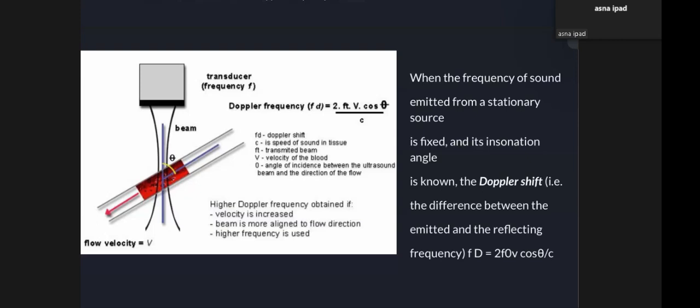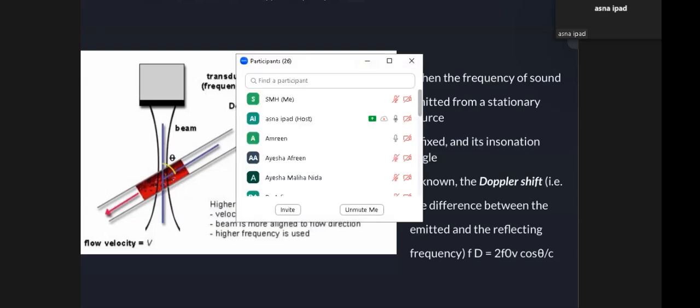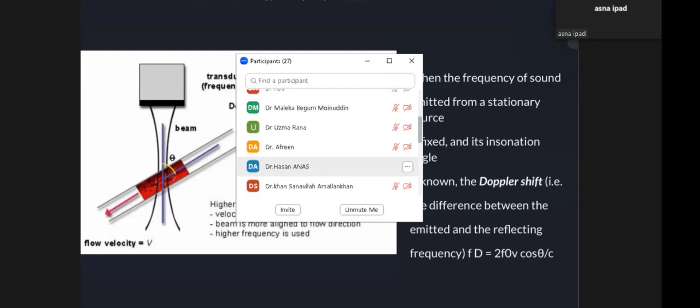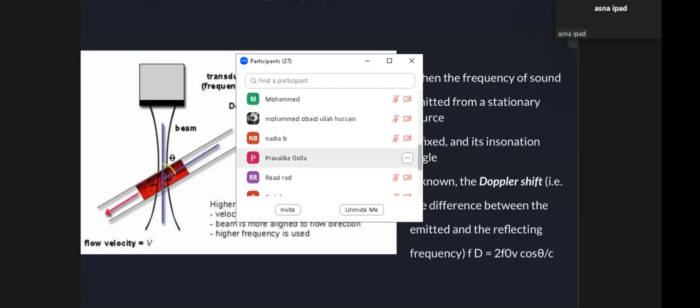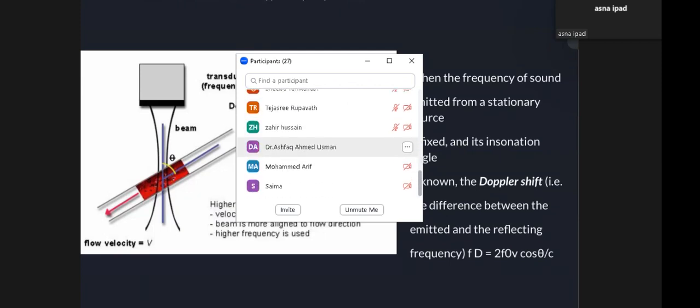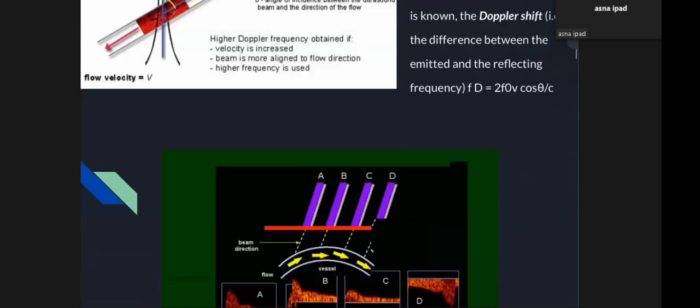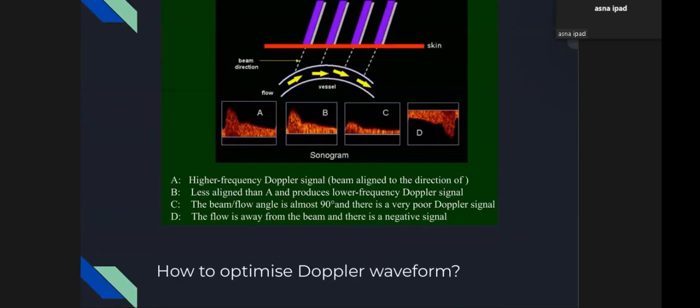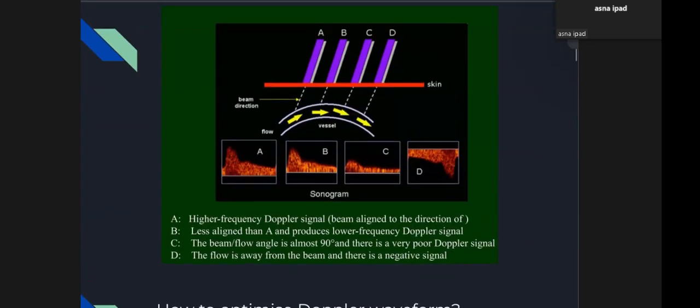It is directly proportional. You increase that, the Doppler frequency increases. It is inversely proportional with the speed of the sound in tissue. More speed of the sound, less is the Doppler frequency or phase shift. I hope everyone's understanding this, because this is the main basis of your Doppler. Once you understand this, everything is a piece of cake.